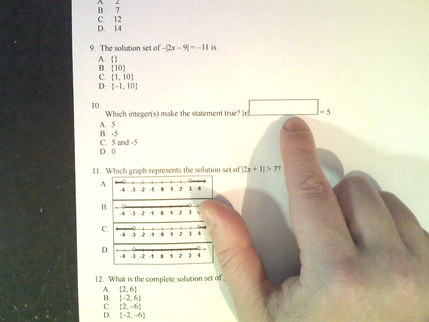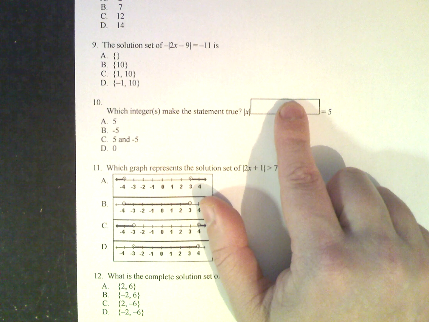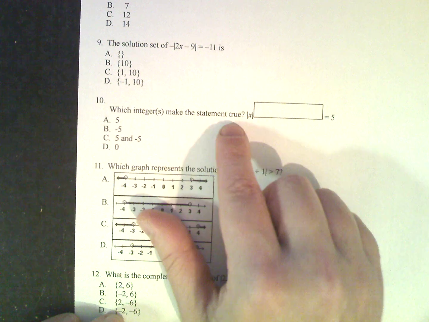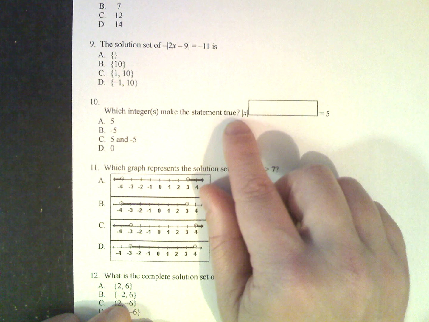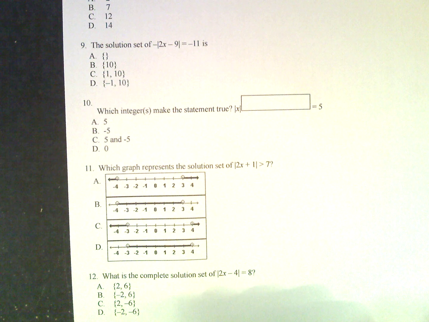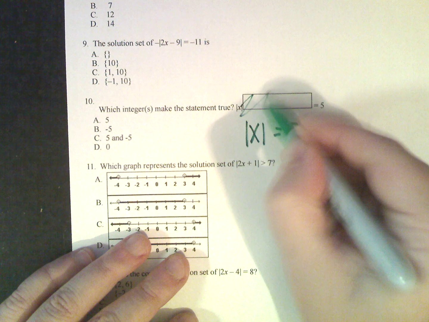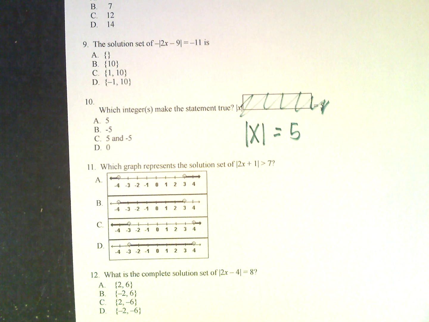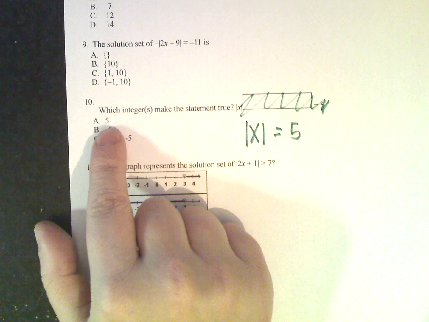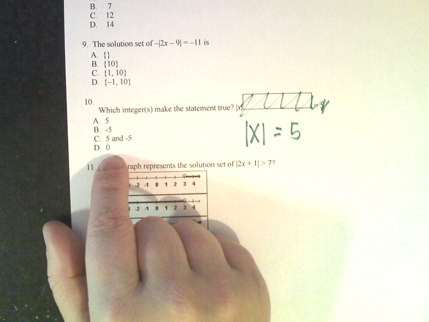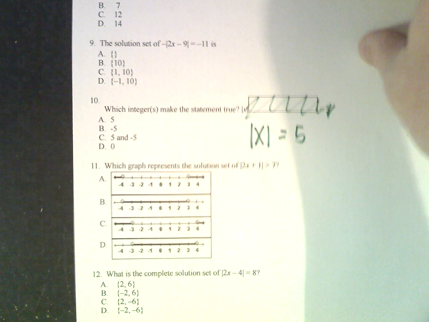This one, I think, came printed better than this. This box is not supposed to be here. It says, which integer makes this statement true? The absolute value of x is equal to 5. So you don't need this big box here. You just really need to know this. If you want to ignore that, you can. Your choices are 5, negative 5, 5 and negative 5, or 0. Now remember, we did this as a do now one day. It's almost exactly like our do now.